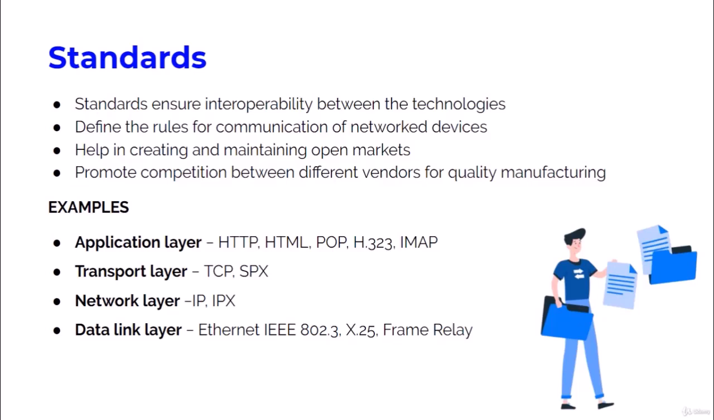So, these are some standards for the transport layer. For example, TCP, SPX. For the network layer, it is IP and IPX. For the data link layer, it is Ethernet, IEEE 802.3, X.25 and frame relay.